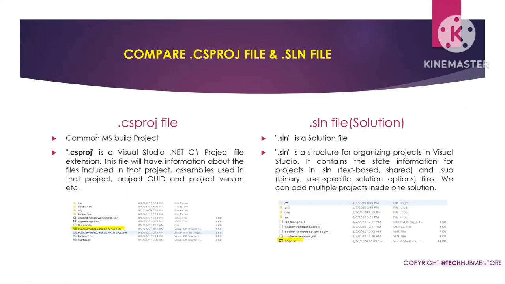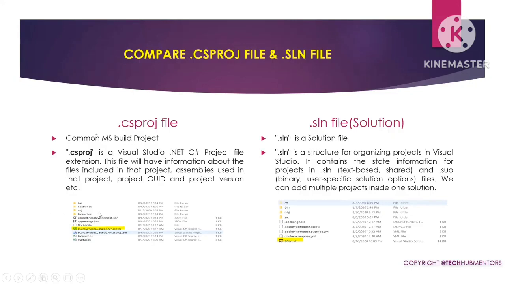Now comparing the csproj file and the solution file, many of us are confused with these extensions, like what are these? Someone asked me what these are and whether they are the same. So this is a very common question. What is the csproj file and the solution file? The csproj file, its full form is C# Project, and the solution file, as the name suggests, is the solution file.